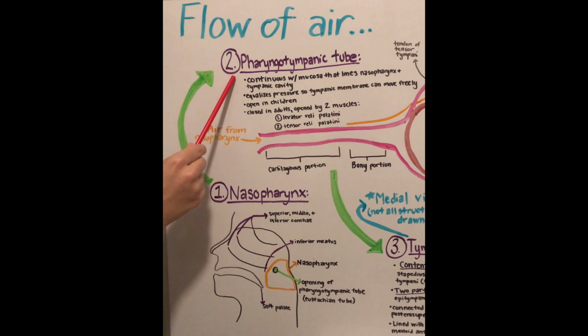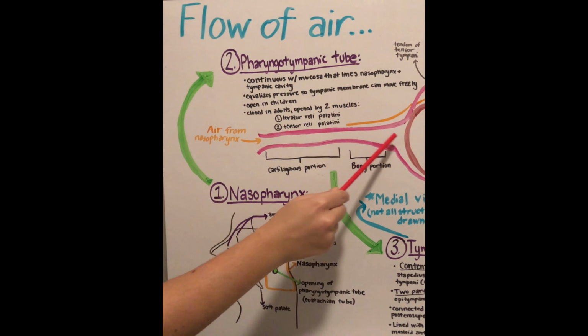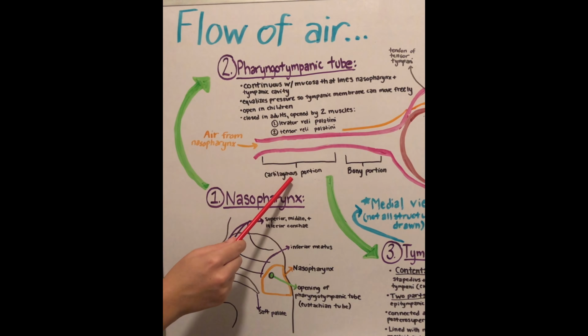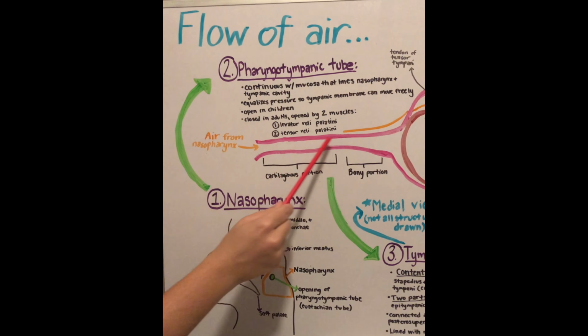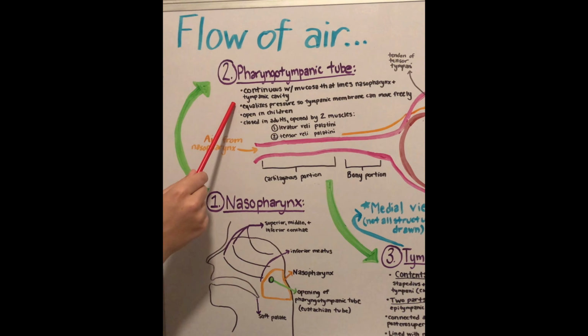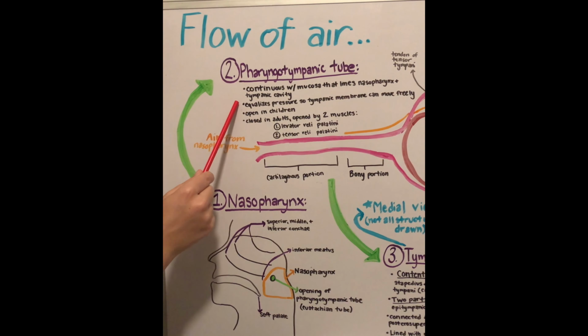Second step is the pharyngotympanic tube. It connects the nasopharynx and the tympanic cavity. Its posterolateral third is bony and the remainder is cartilaginous. It's lined by mucous membrane that is continuous posteriorly with the lining of the tympanic membrane and anteriorly with the lining of the nasopharynx. Its function is to equalize pressure between the middle ear and the atmospheric pressure, which allows the tympanic membrane to move freely.